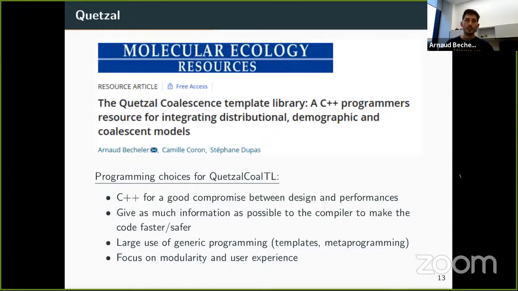Consequently, I largely use the concept of generic programming, for people who are familiar with that. I used a lot of templates and metaprogramming techniques. I wanted to focus on modularity and user experience, and I think I achieved some reasonable results in terms of that. But again, it's a C++ library, so if you don't know C++, you may be a bit stuck. That's why I'm presently coding simulations called Quetzal eggs, which are much easier programs to use.